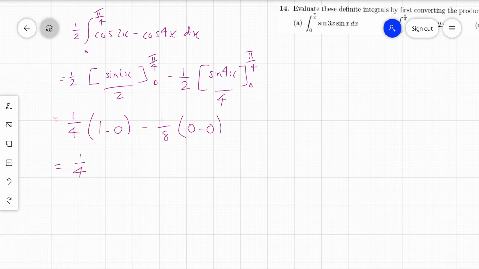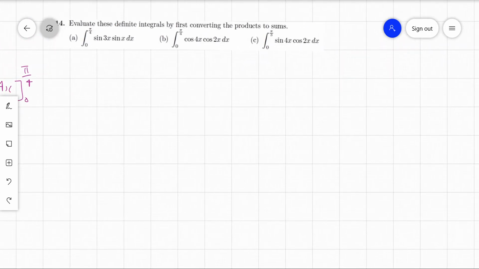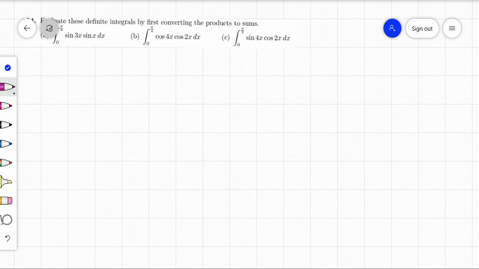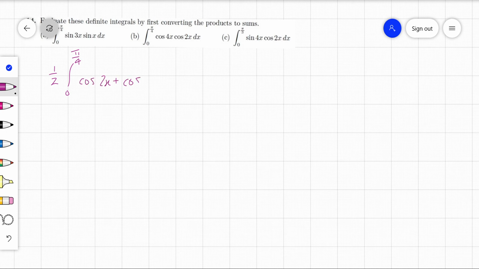Okay, let's do the same thing for B. So this time cos, so using our formula sheet, we are going to change that cos. So product to sums, we will get a cos of the subtraction, 2x, plus a cos of the addition. So we get cos 2x plus cos 6x.